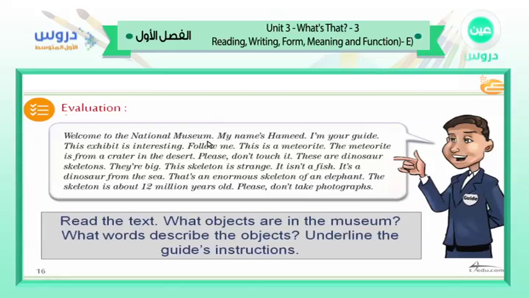Welcome to the National Museum. My name's Hamid. I am your guide. This exhibit is interesting. Follow me. This is a meteorite. The meteorite is from a crater in the desert. Please don't touch it. These are dinosaur skeletons. They are pig. The skeleton is strange. It isn't a fish. It's a dinosaur from the sea. That's an enormous skeleton of an elephant. The skeleton is about 12 million years old. Please don't take photographs. Okay, now can you find objects here in this National Museum?